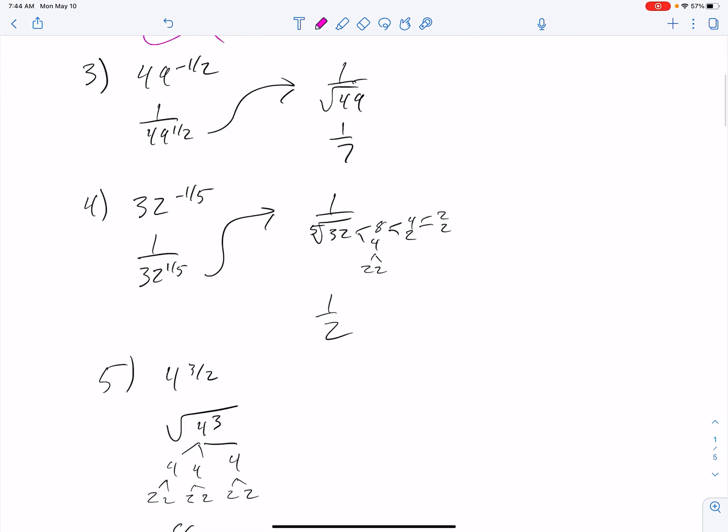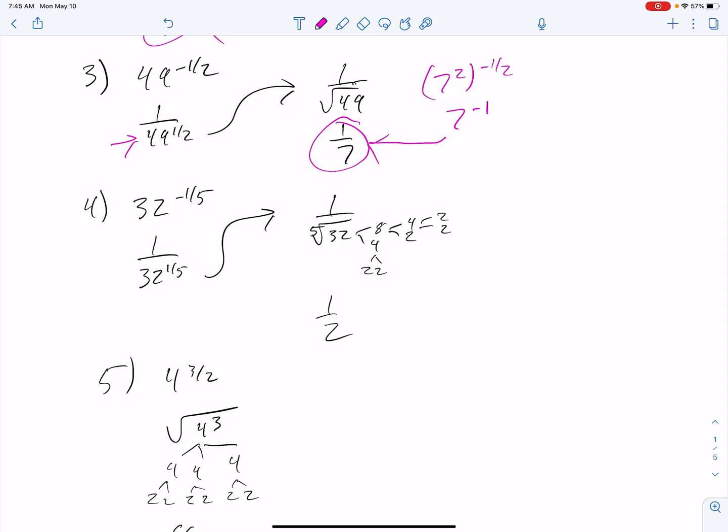Number 3, again, there's this idea that I could rewrite 49 as 7 squared to the negative 1/2 power, use my rule of exponents to multiply 2 and negative 1/2, which would get me 7 to the negative first, or 1/7. Or I can use the negative exponent to put 49 in the denominator, rewrite that as the square root of 49, and I know the square root of 49 is 7.